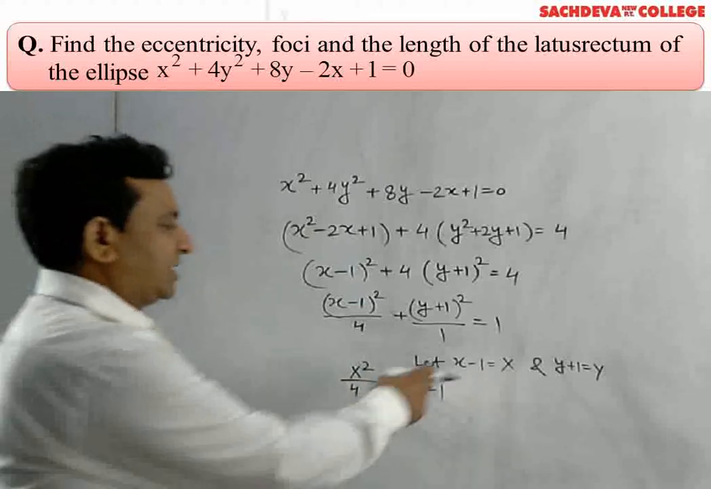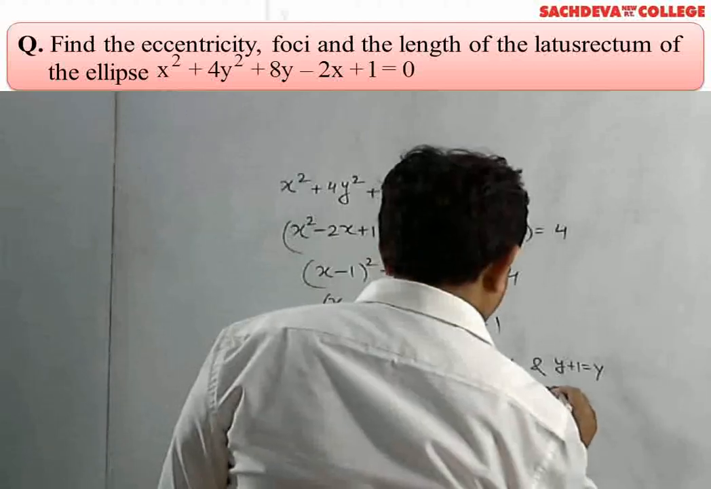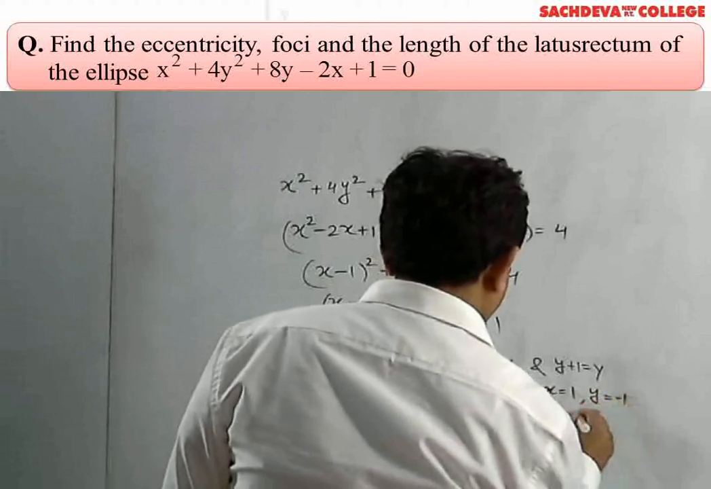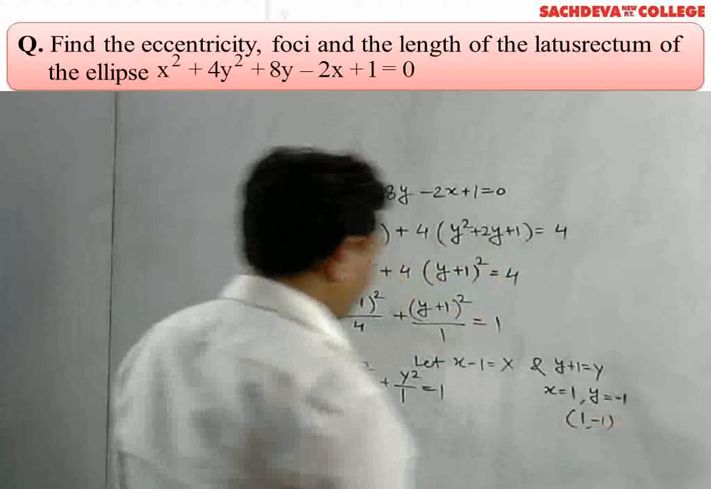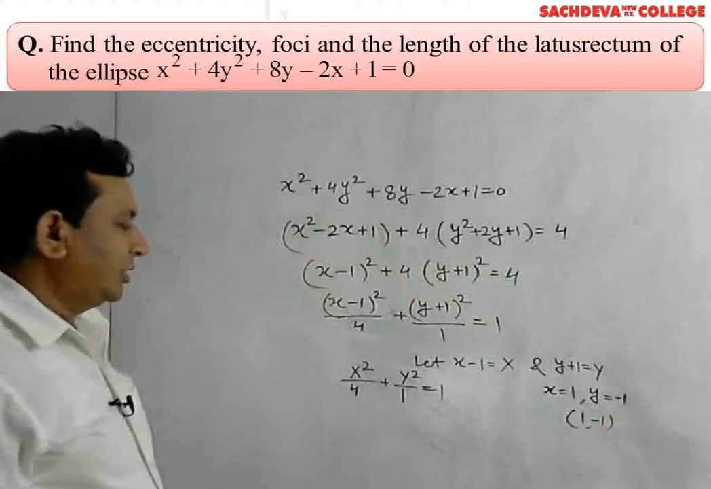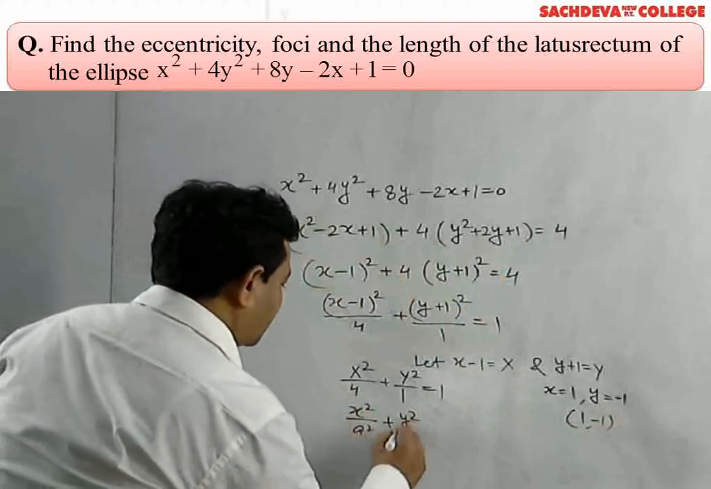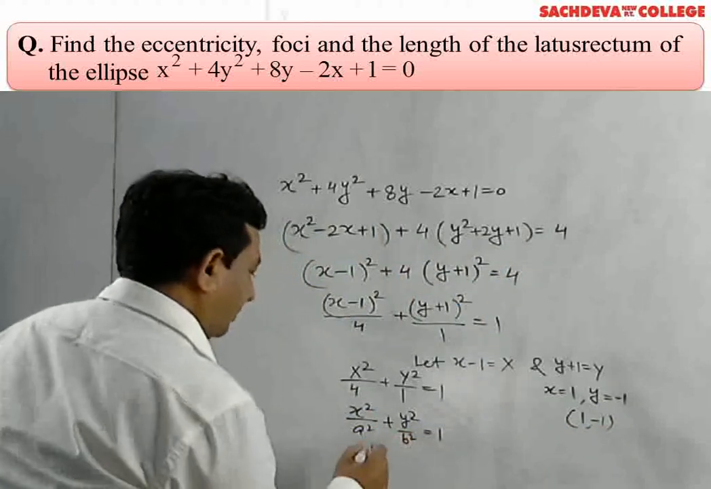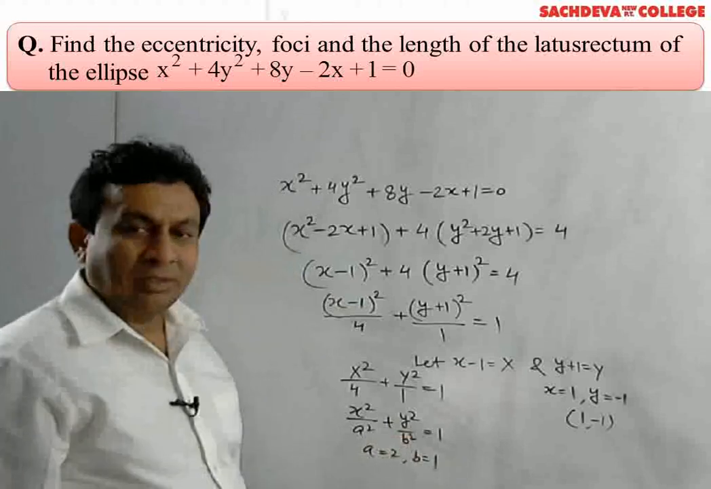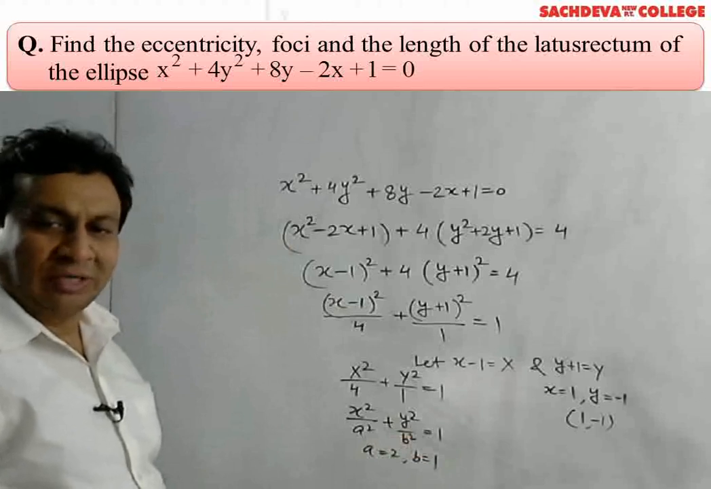If you put x minus 1 equal to 0 and y plus 1 equal to 0, then we find x is equal to 1 and y is equal to minus 1. It means the center point is (1, minus 1). So X square upon 4 plus Y square upon 1 is equal to 1 is of the form X square upon a square plus Y square upon b square is equal to 1. If we compare, then a will be equal to 2 and b will be equal to 1. In this case, we want to find the eccentricity, focus and length of latus rectum.